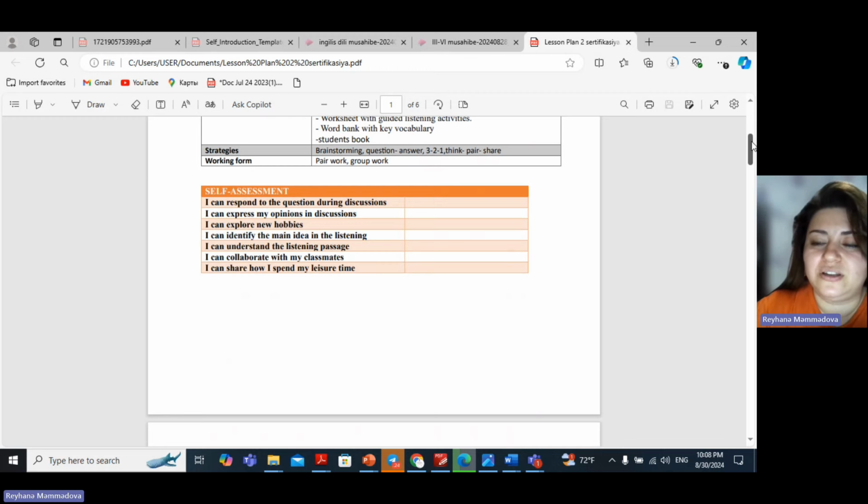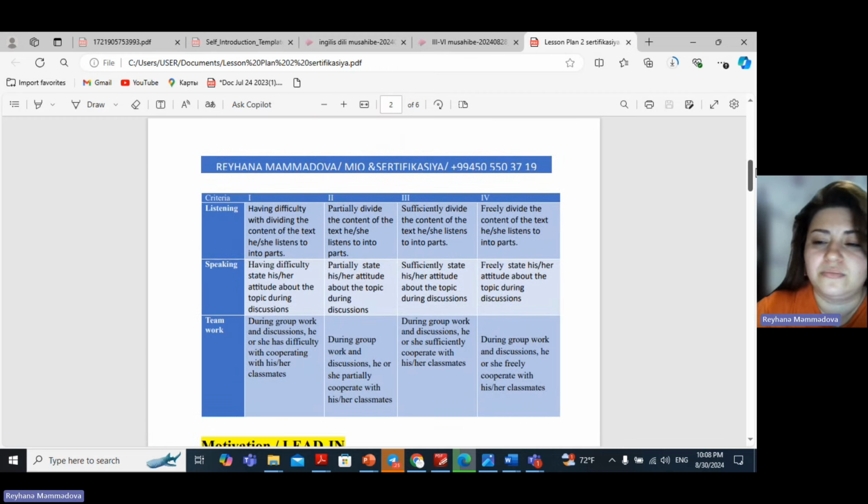Then I use the assessment rubric, and my criteria are listening, speaking, and teamwork, and I assess my students on four levels. Listening criteria: the first level, having difficulty dividing the content of the text he or she listens to into parts; second, partially divide; third level, sufficiently divide; and fourth level, freely divide the content of the text he or she listens to into parts.